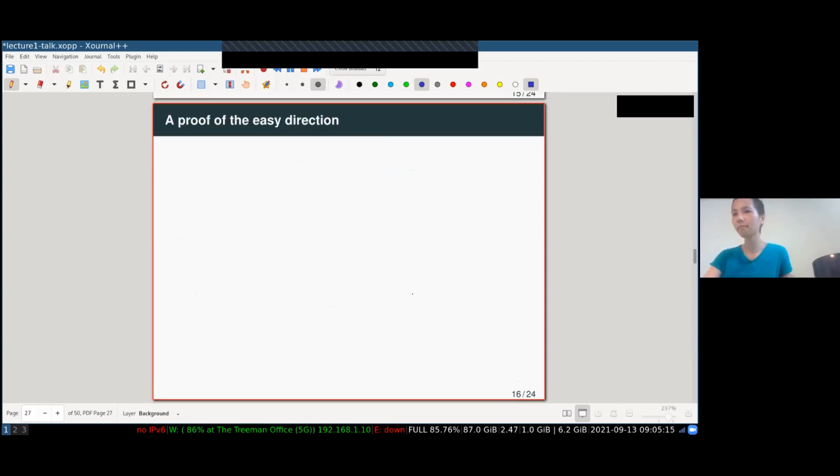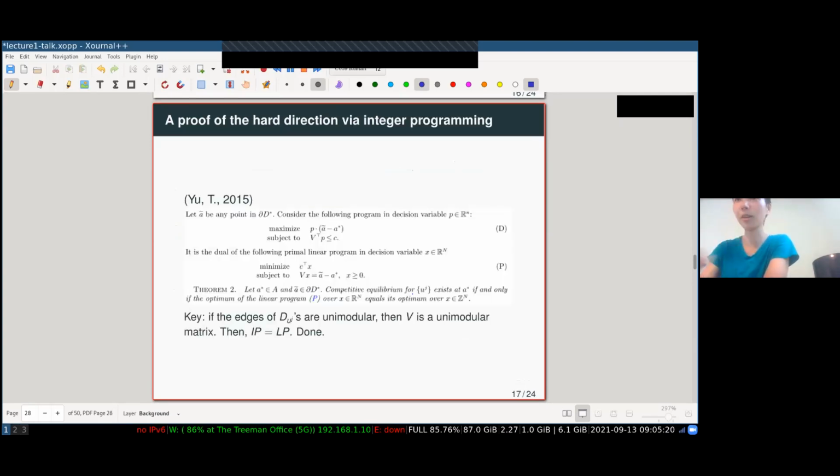Okay. So maybe I'll skip the proof of the easy direction because I really want to get to the part where, why does tropical geometry help? I'm sorry, I'm a little bit slow. So you can prove the hard direction by integer programming. This is what Joseph and you and I did in 2015. Basically, you write up a dual program and a primal program, and our theorem would say competitive equilibrium exists at the point that you care about if and only if this linear program P optimum over R equals the integer program, right?